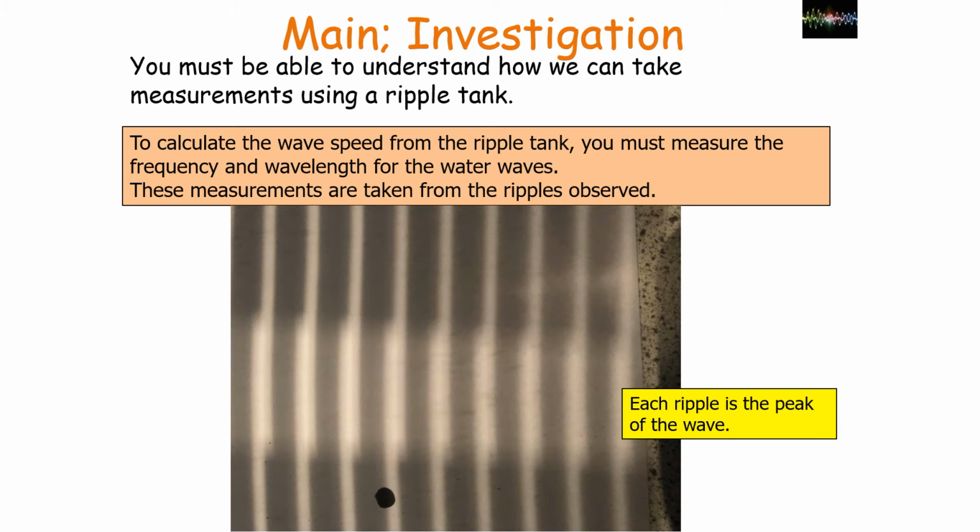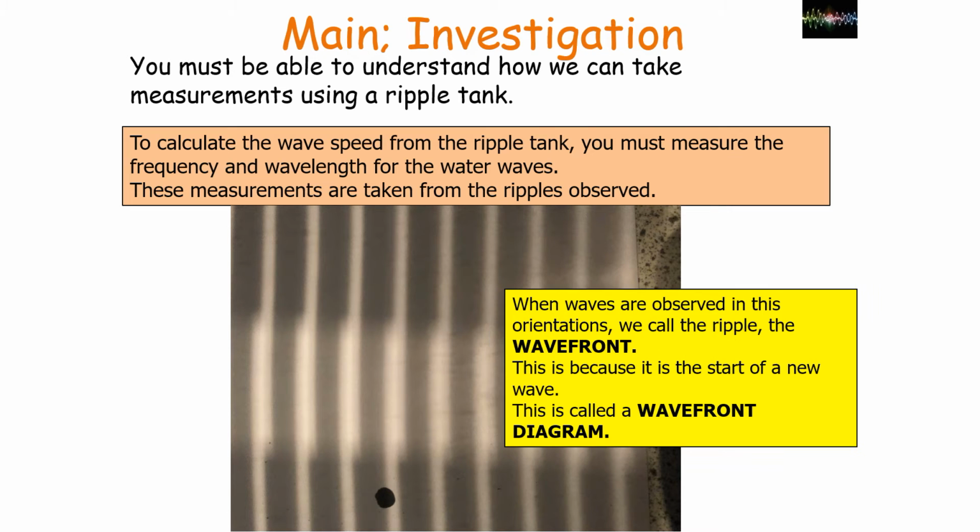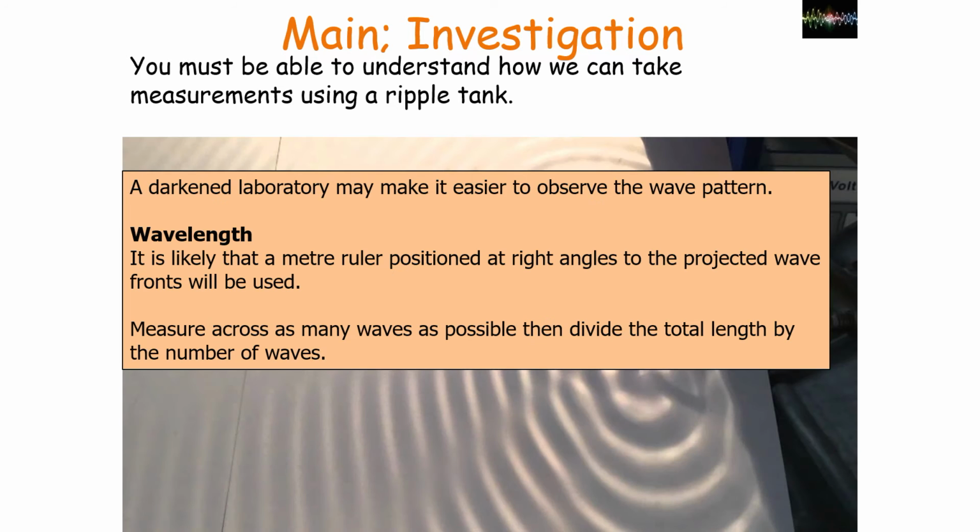Just to clarify what happens, if you set up your ripple tank correctly, you would observe the following on the card underneath the ripple tank. Each ripple is the peak of a wave. When waves are observed in this orientation, we call the ripple the wavefront because it's the start of a new wave. So this is an example of what we call a wavefront diagram.